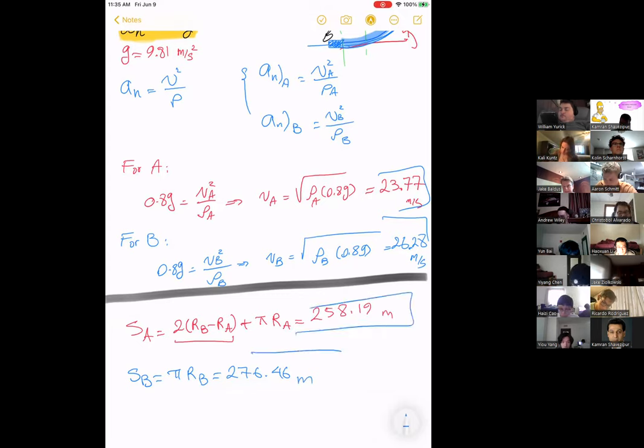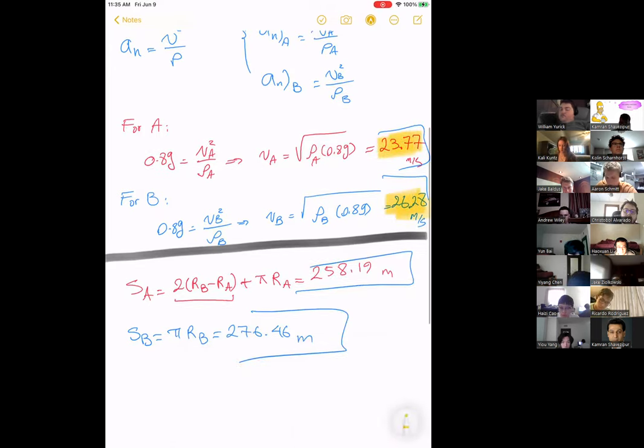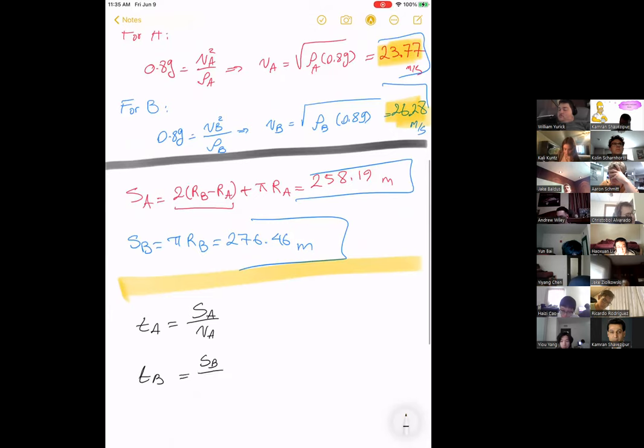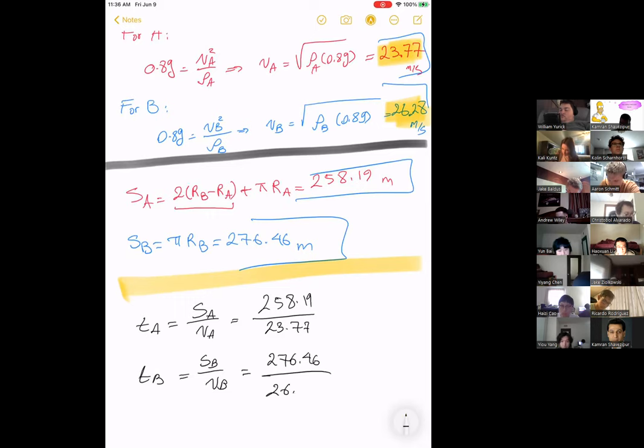So SA and SB, you know it. VA and VB, you know it. How you find the time? Simply the time is going to be TA is going to be SA divided by VA, and TB is going to be SB divided by VB. So I'm going to get here 258.19 divided by 23.77. And here I'm going to get 276.46 divided by 26.28. And if you calculate that, you get 10.86 seconds here.